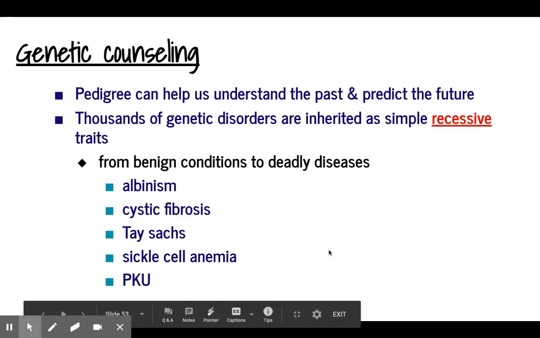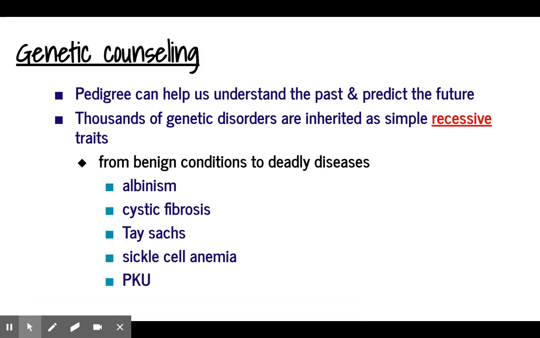All right, genetic counseling. Pedigrees can help us understand the past and predict the future. Thousands of genetic disorders are inherited as simple recessive traits, from benign conditions to deadly diseases. We have traits such as albinism, cystic fibrosis, Tay-Sachs, sickle cell anemia, and PKU. So we're going to look at a little bit of these in depth.